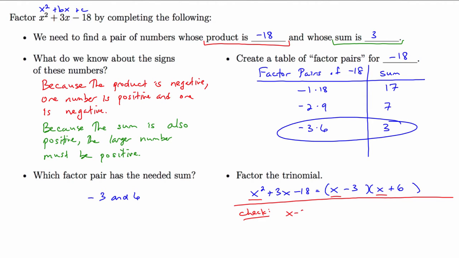So to check, we're going to reverse the process. We're going to take what we think the factored version is and FOIL this out. If I FOIL this, the first terms, x times x, gives me x squared. The outside terms, x times 6, is a positive 6x. The inside terms, minus 3 times x, is a negative 3x. And the last terms, negative 3 times 6, is negative 18. If I go ahead and finish this by combining my like terms, x squared plus 6x minus 3x minus 18 becomes x squared plus 3x minus 18, which is the trinomial that we were originally trying to factor, so it checks.